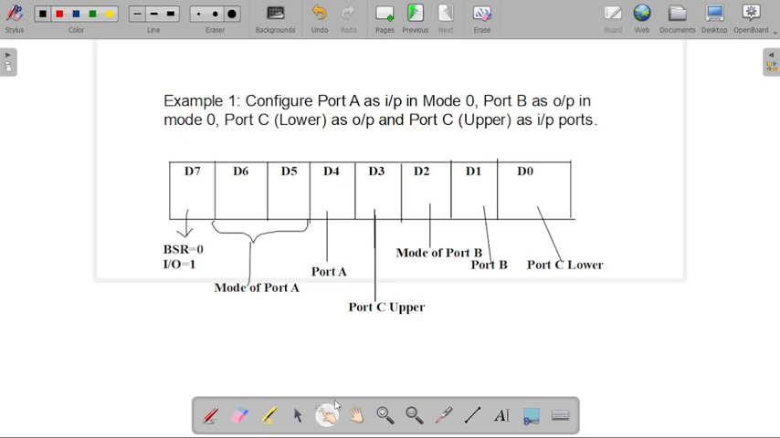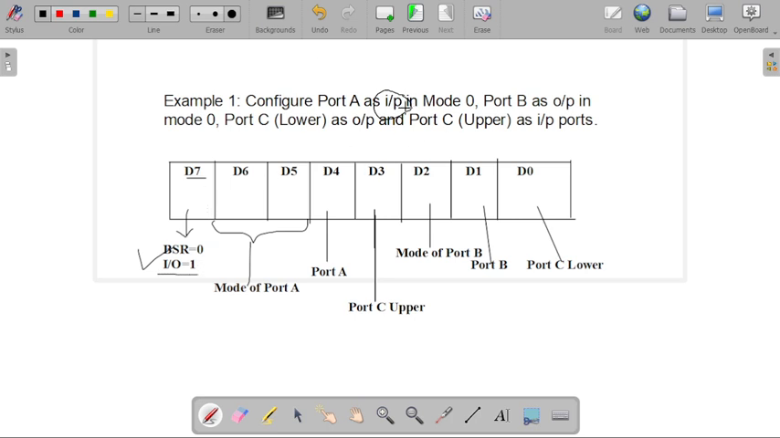So the question is, configure port A as input in mode 0, port B as output in mode 0, port C lower as output and port C upper as input port. First of all, we have to check which mode is there. So here given is input-output mode, so I'm setting here the D7 bit. If it is a BSR mode, then we write here 0. If it is an input-output mode, then I'm writing here 1.